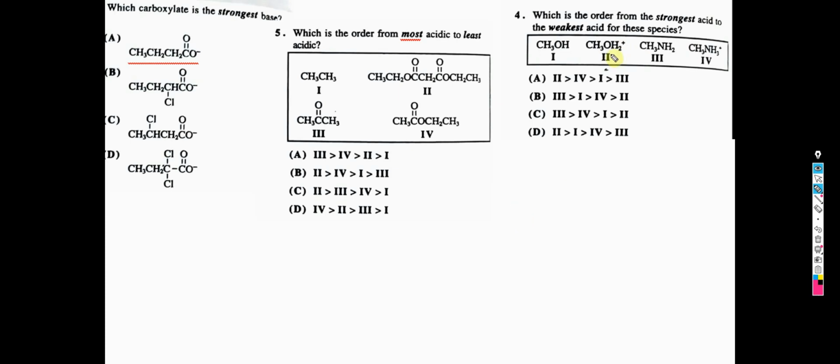So between 2 and 4, because oxygen is more electronegative, this one is going to be the strongest acid. So 2 is the strongest acid, followed by 4. And again between methanol and amine, because oxygen is more electronegative, 1 is going to be the next stronger acid, followed by 3. So 2, 4, 1, 3. That's option A.